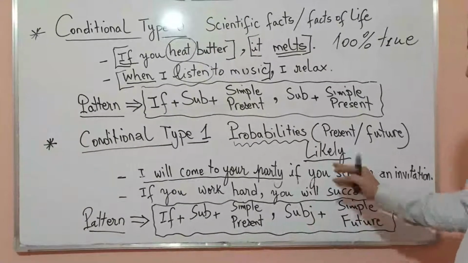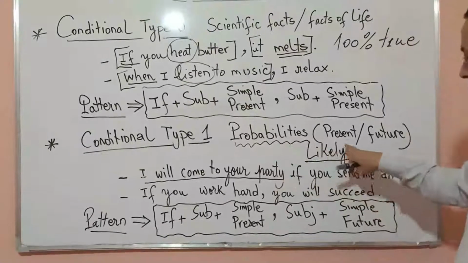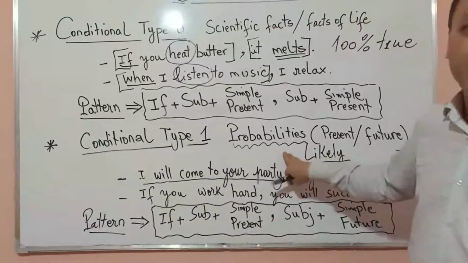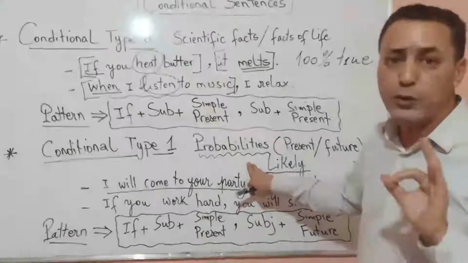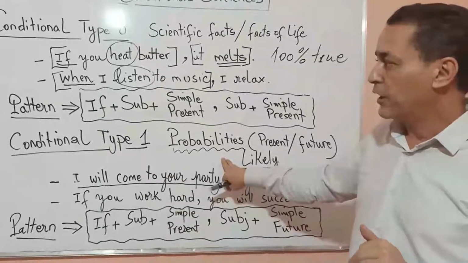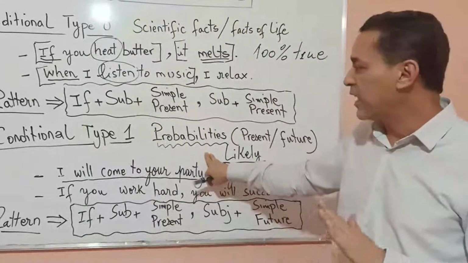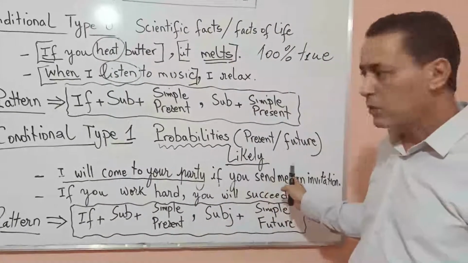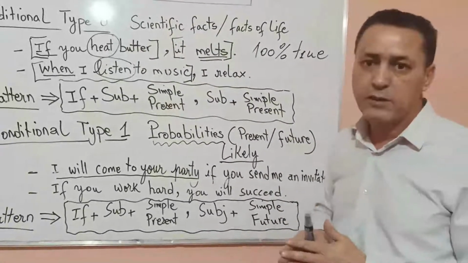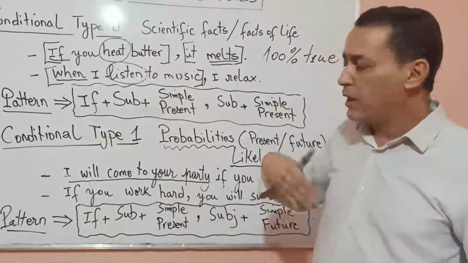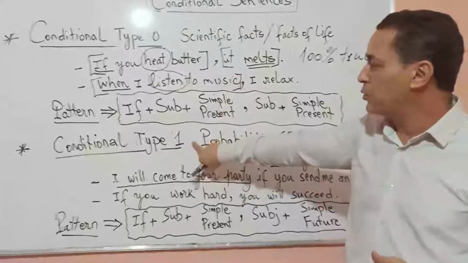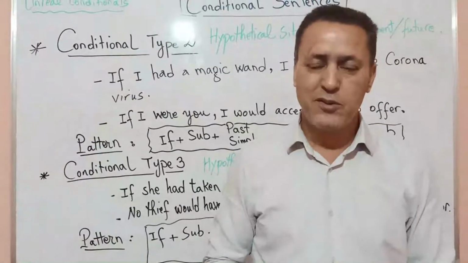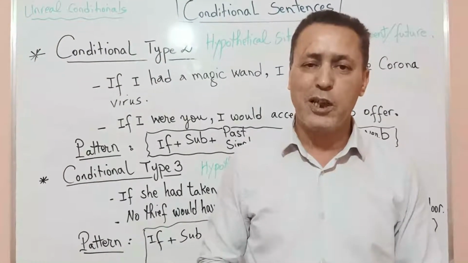Now, as I said, here we're talking about probabilities in either the present time or the future time. And here we're talking about realities, things that have to do with the real world, okay? So there is no dreaming here, no wishing, it's just a condition. If it's met, the result will follow, okay? And it's probable, right? So that's it for these two conditionals. Later we'll be moving to conditional type 2 and type 3. We have covered conditional type 0 and conditional type 1.